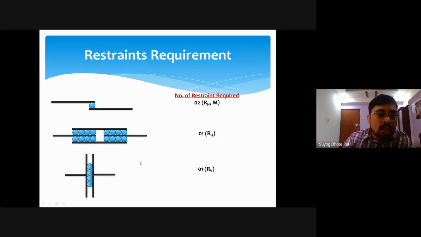Similarly, if these rollers are fixed in the vertical direction, okay, so again these are in the horizontal direction and these are in the vertical direction. Again the similar case, no rotation is possible, only vertical movement is possible, no horizontal displacement is possible. So only one reaction is required. So r dash value will be only 1. So rv value will be 1.